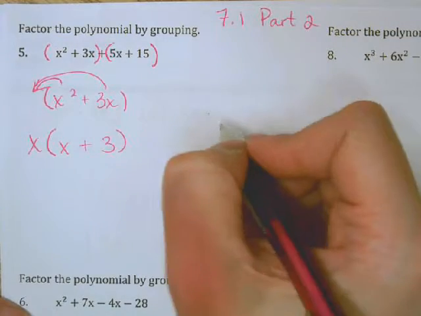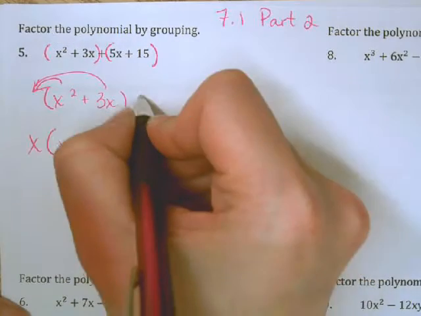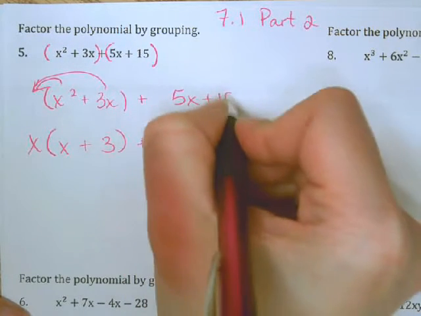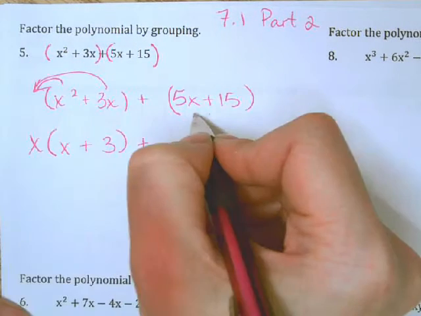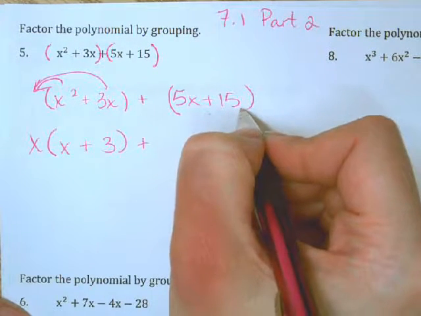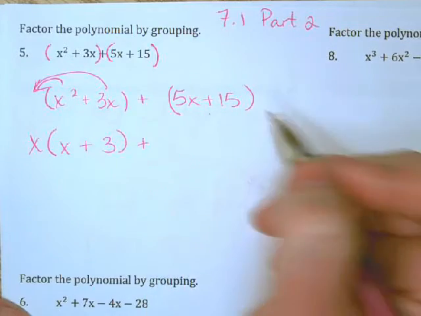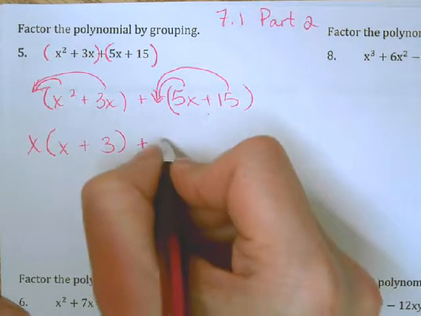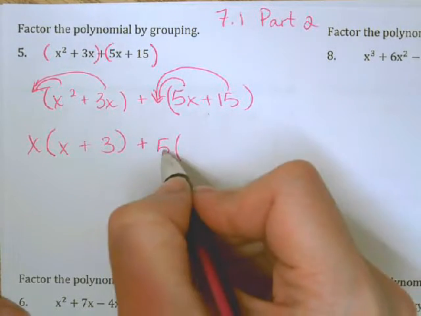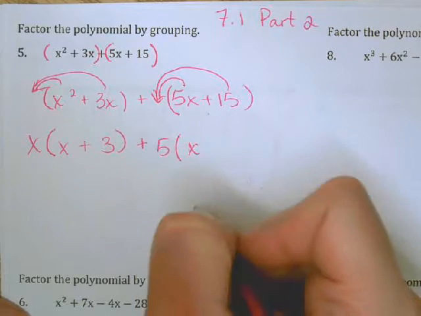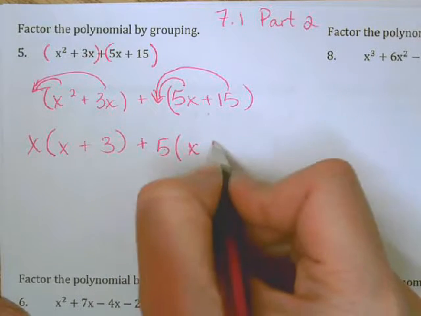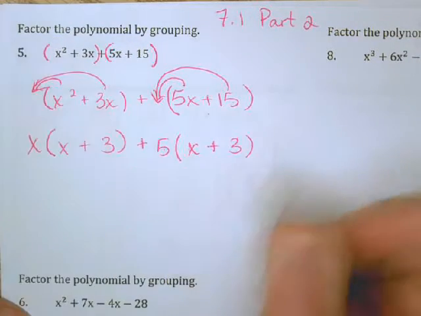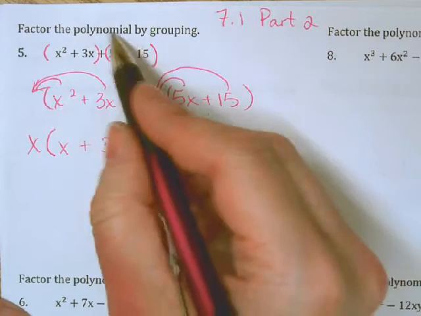Then I'm going to do the same thing with the 5x plus 15. I'm going to keep dropping down that plus sign. So there's no x with 15, so I'm not going to take any x's out, but 15 and 5 are both divisible by 5. So I'm going to take that 5 and put it out front. So 5 times x gives me 5x, and 5, drop down my plus, 5 times 3 is going to give me 15. So if I were to distribute all this, I would end up back where I was up here.